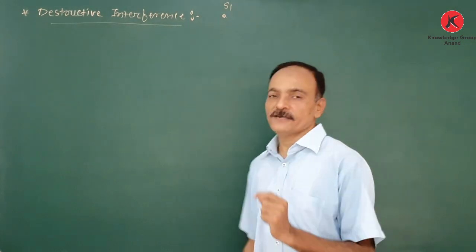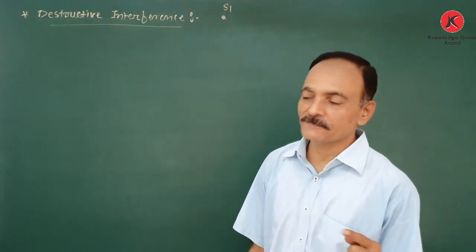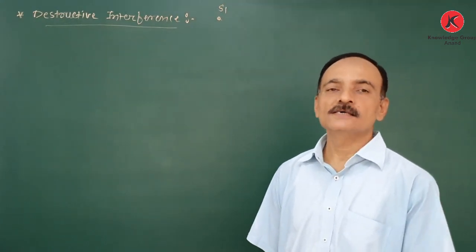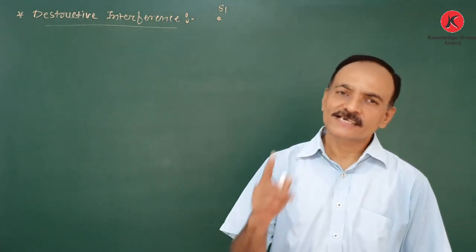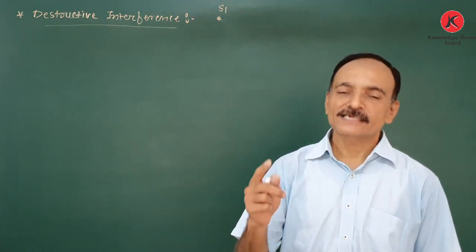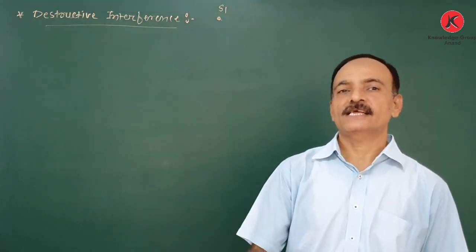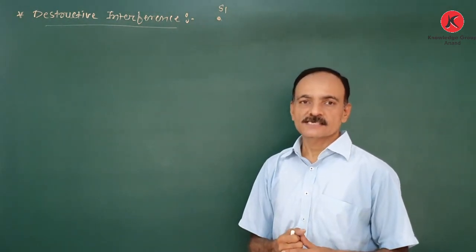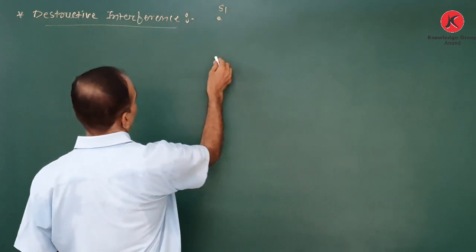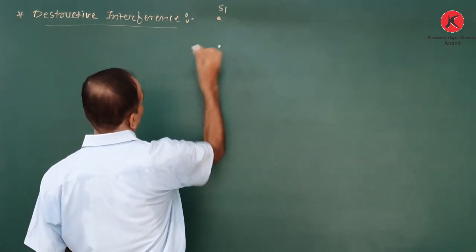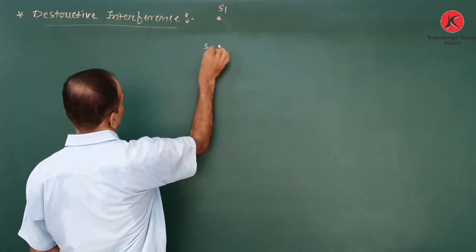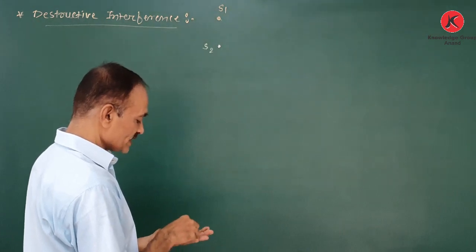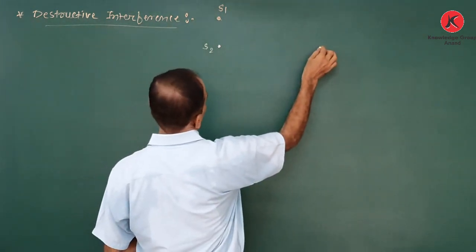Now the destructive interference. Already we discussed that destructive interference occurs when the crest of one wave is superposed on the trough of the other, or the trough of one wave is superposed on the crest of the other. At that time, the intensity and displacement of the point is 0 or minimum. So at that point, destructive interference takes place. Here in the figure, suppose S1 and S2 are the two coherent sources. The waves from S1 and S2 are superposed at point R.